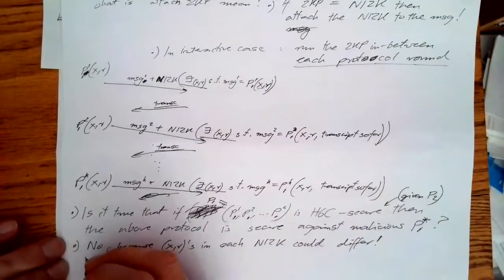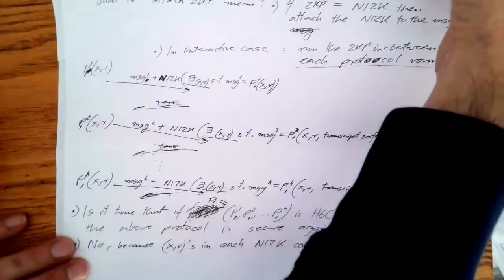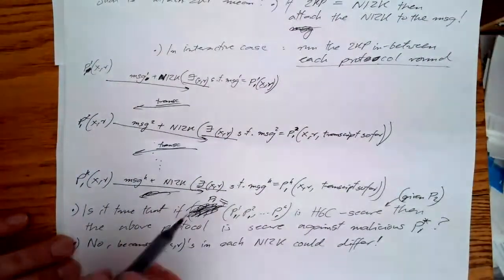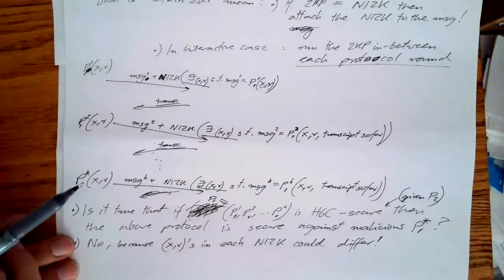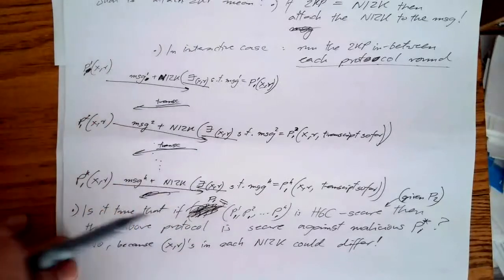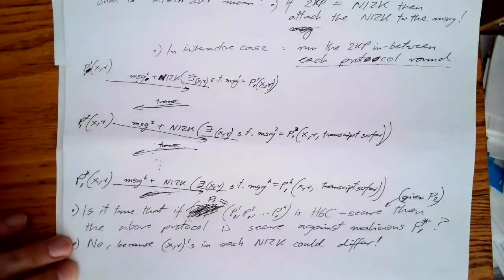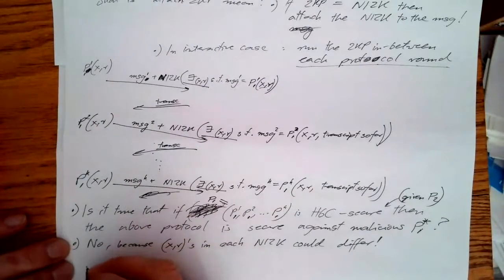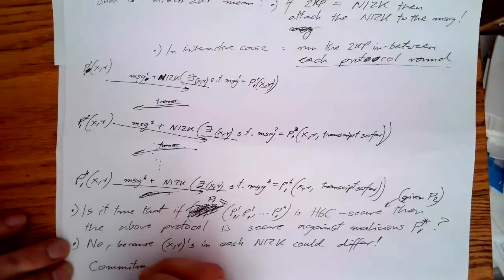Okay, so what can we do to fix this? How can we make sure that the XRs do not differ in each round? Commitments, maybe? Exactly. So of course, commitment.